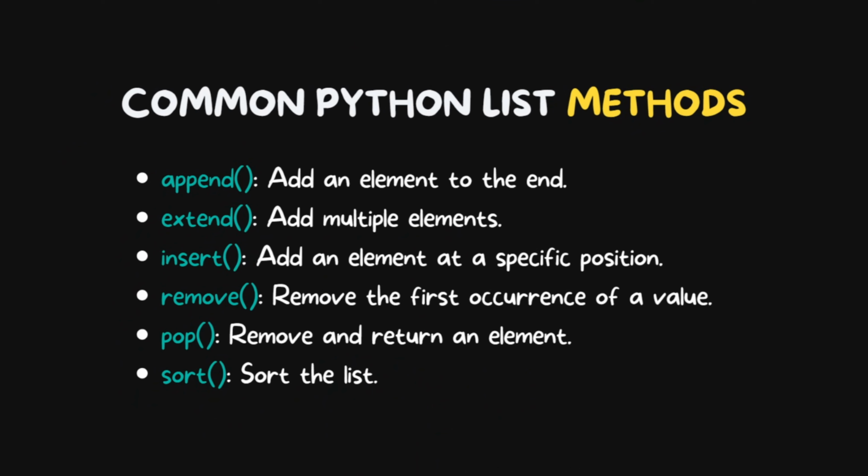Python lists come with built-in methods to make your life easier. Let's explore some. These are some of the common Python list methods we use. The first one is append, which adds an element to the end of the list. The second is extend, which adds multiple elements to the list. The insert method is used to add an element at a specific position. The remove method is used to remove the first occurrence of a value. Pop will remove and return an element. Sort will sort the list. So let's see examples of each of these.